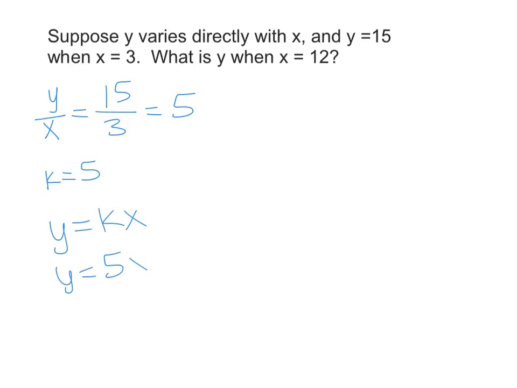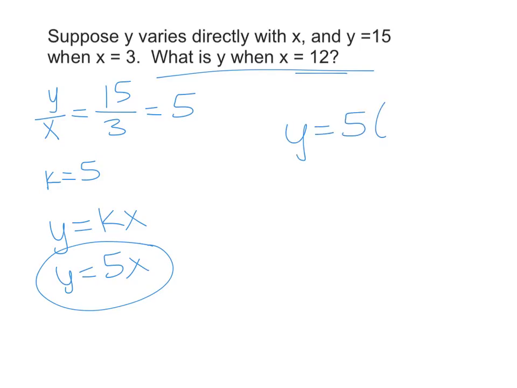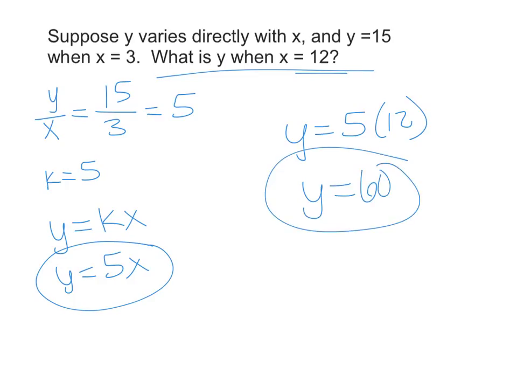So I'm going to plug in 5 for my k. So here's my direct variation. And now I'm going to solve that for when x equals 12. So y equals 5 times x, x is 12, so y equals 60. So when x equals 12, y equals 60.